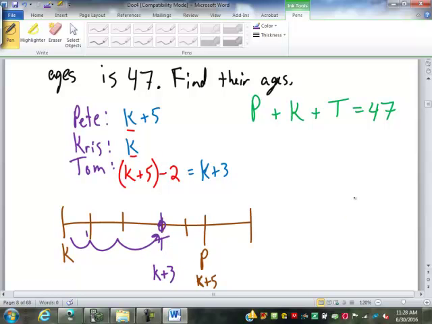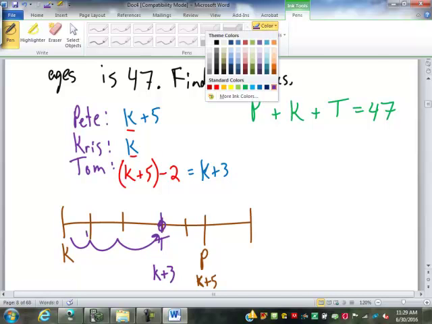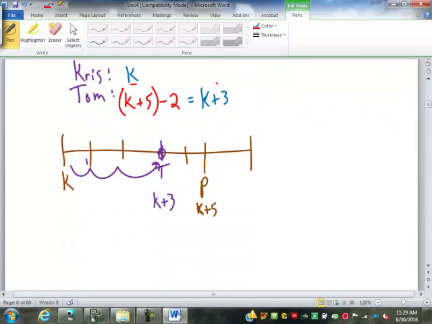It's a tough one because we're referencing different things. You got to somehow change them so they're both referencing the same thing. But if Pete is K plus 5, if we got to go back 2 to get to Tom, well, 2 less than that would be K plus 3.